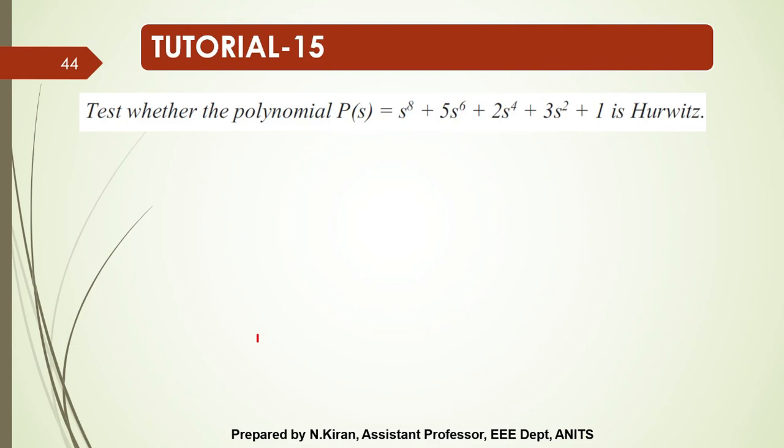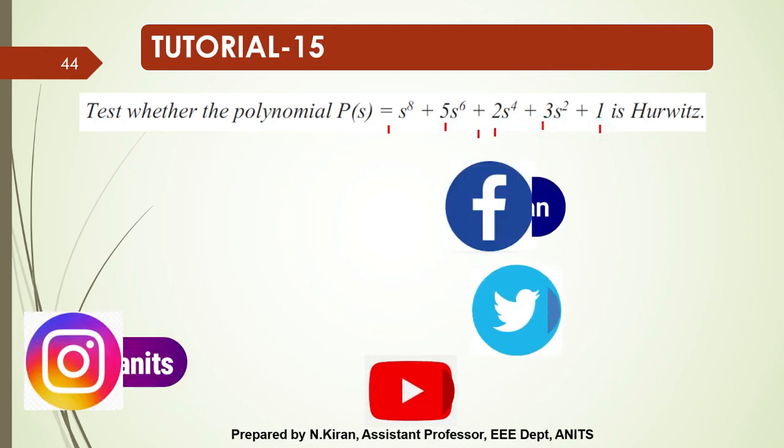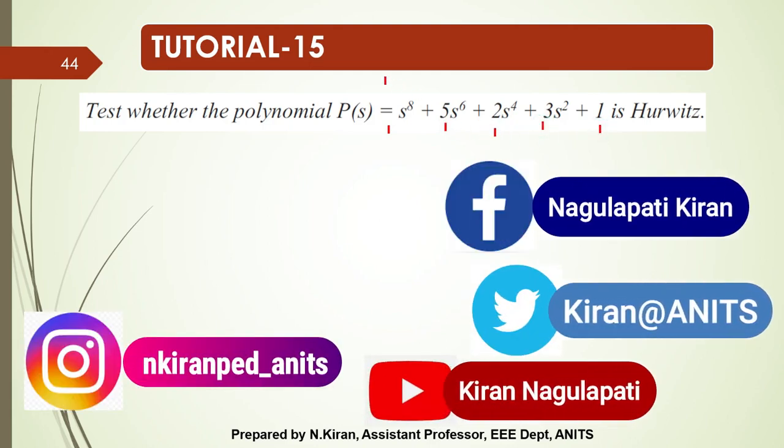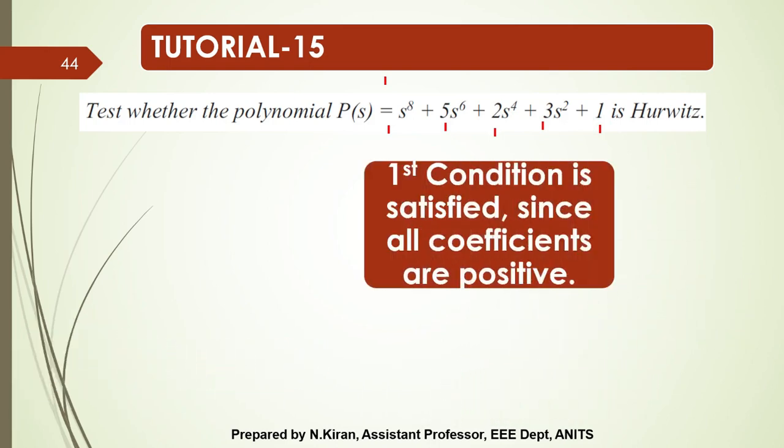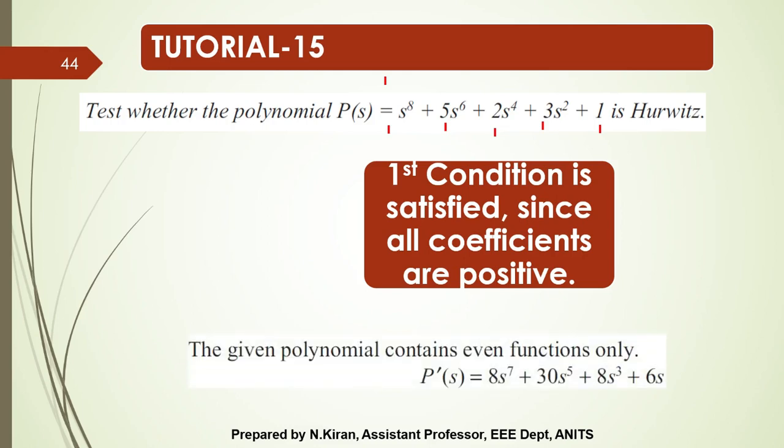Here in the 15th tutorial, it's a completely even function. So the same procedure will be followed as we have seen in the previous tutorial. The first condition is satisfied. The second condition is also satisfied, since it is a pure even function, and we'll find the derivative to get the odd function, isn't it? So we need both even terms and odd terms for constructing the Routh table.